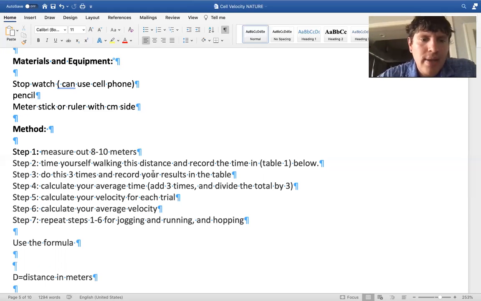Time yourself walking this distance and record it in the table below. I'll show you the table. Do this 3 times and record your results in the table. Calculate your averages. And again, to figure out averages, you add up your times, divide by how many times you did it, which was 3 this time around. Okay, and I got it right there for you.